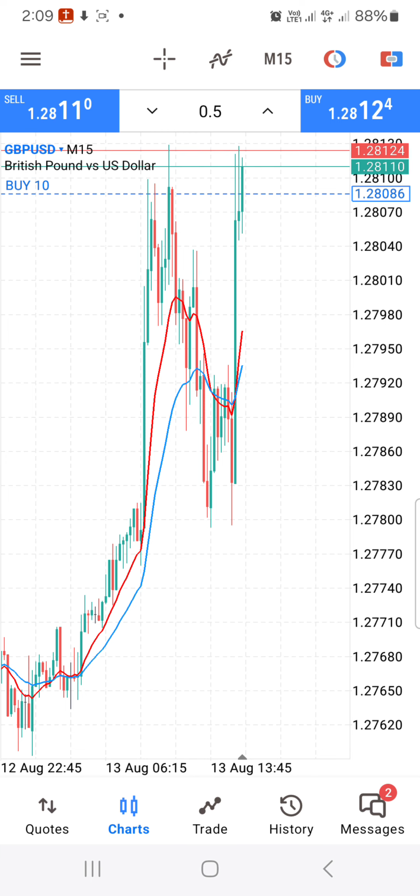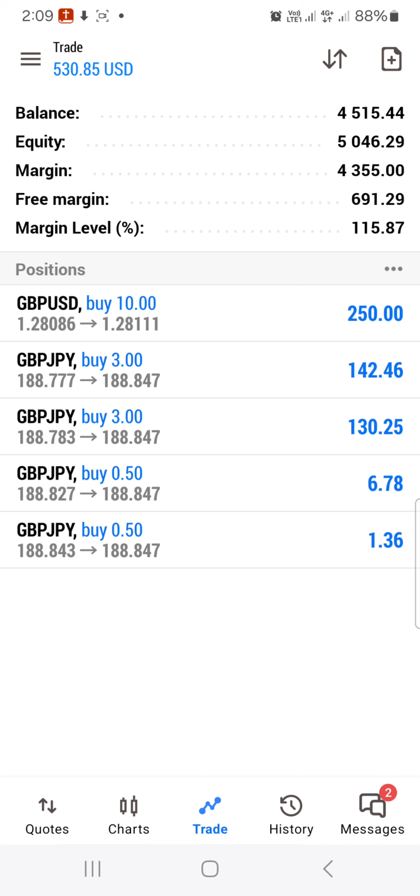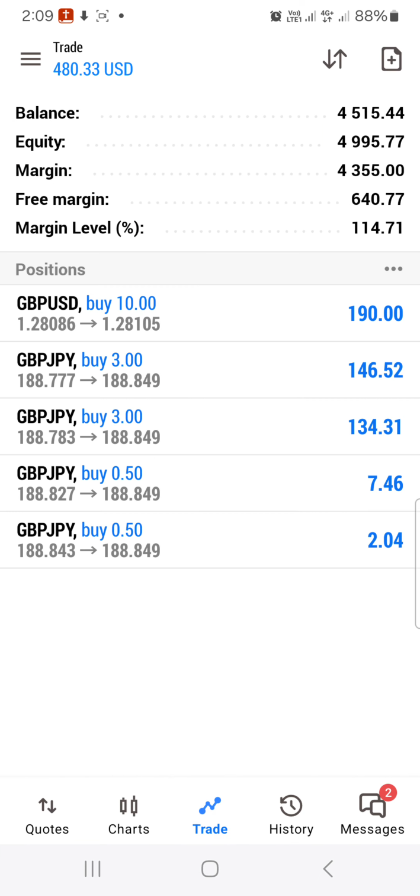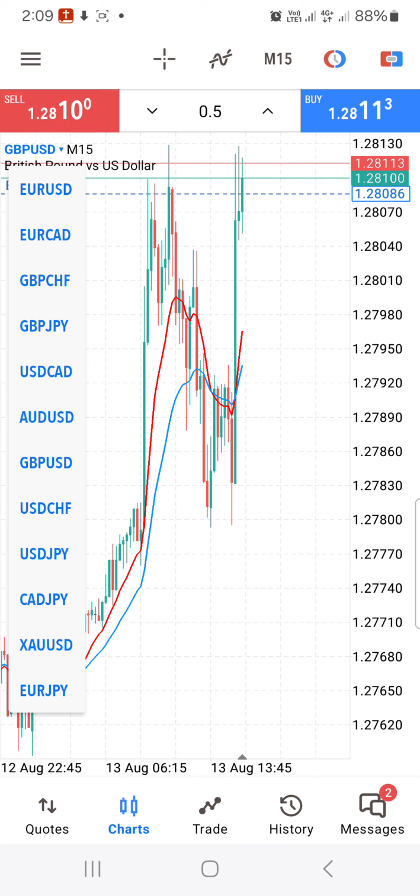I saw a setup on pounds GPY, but see now pounds USD. You can see this one. The red crosses the blue. It signifies buy. Simple. It's not difficult. Just simple, you know. So any pair you can see, any pair you can use it to trade.